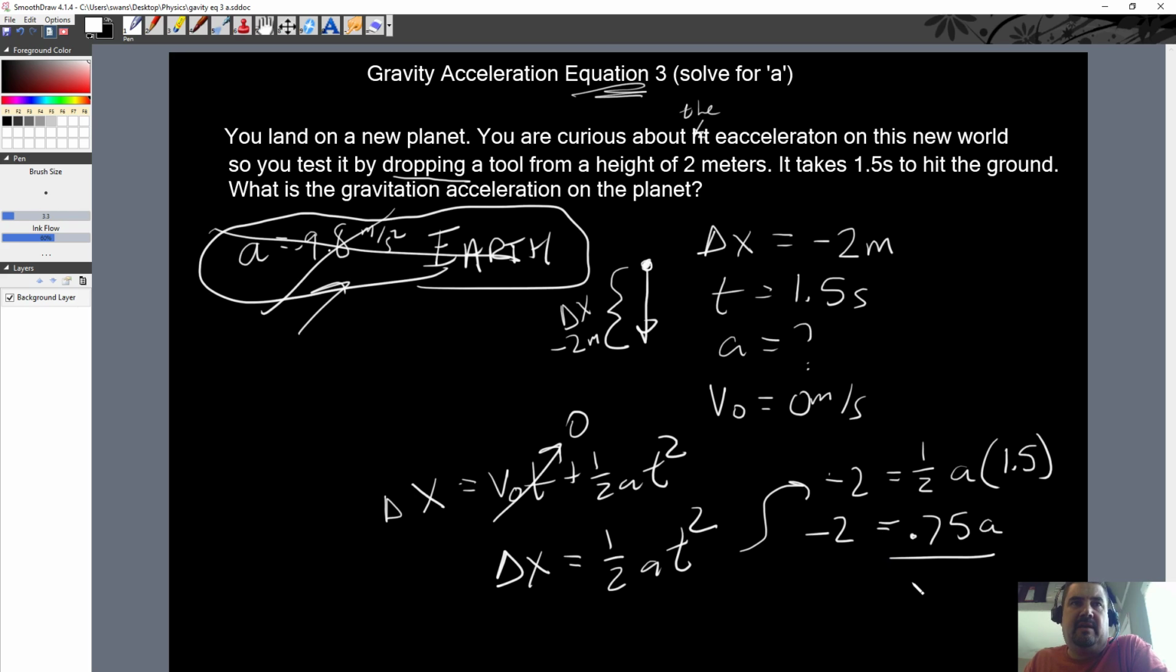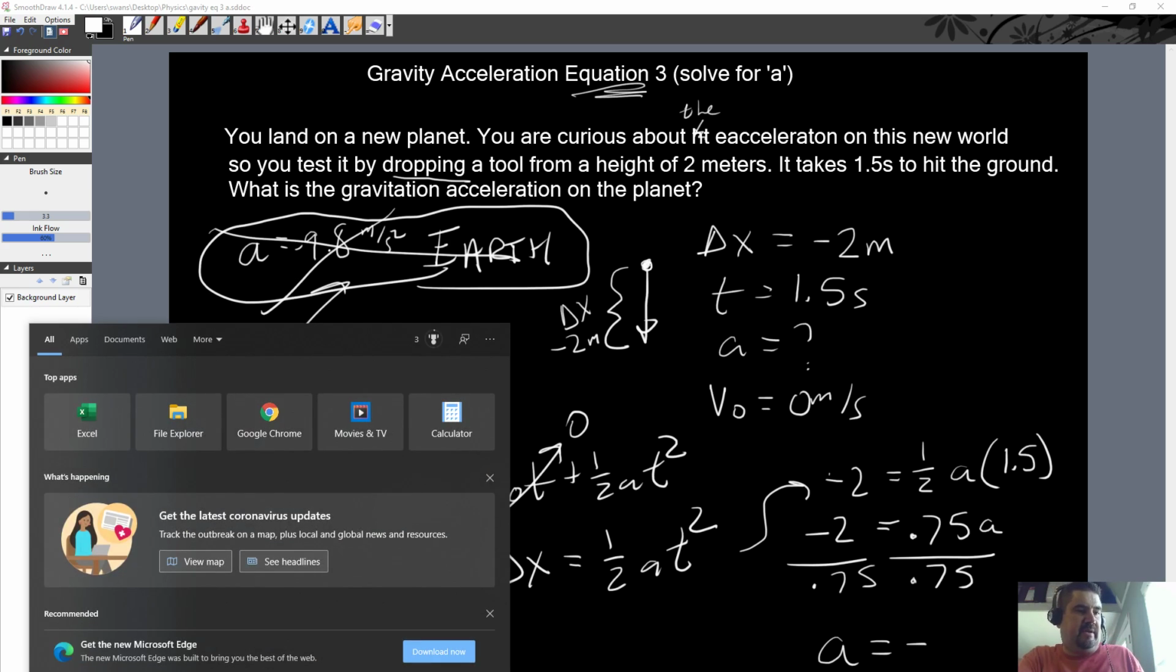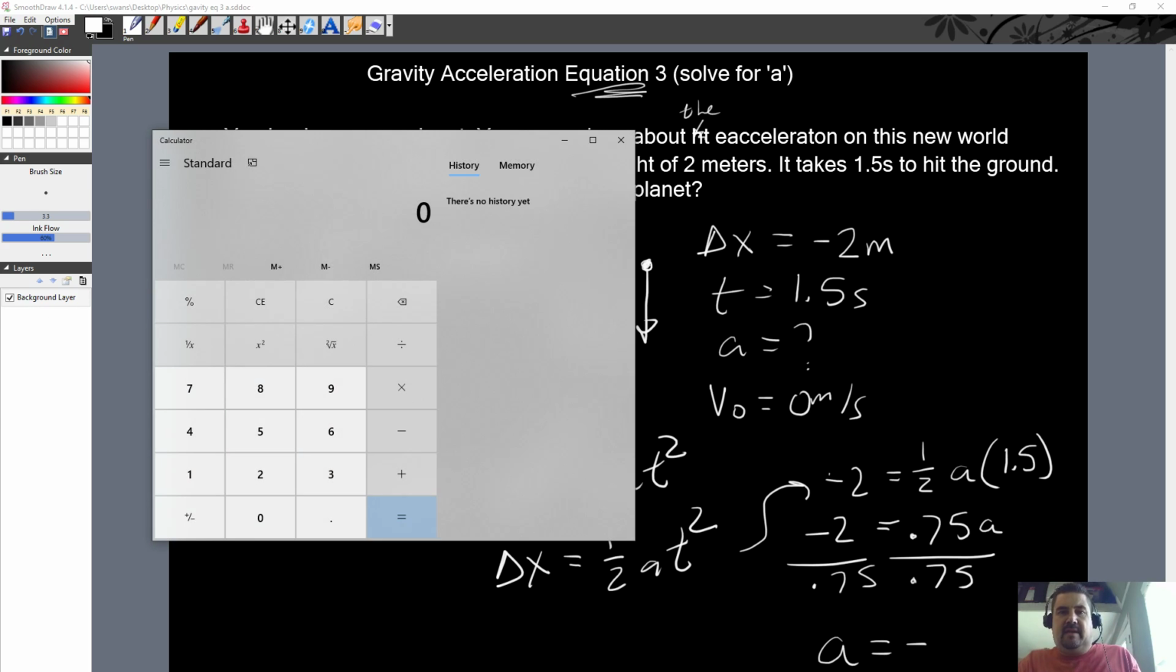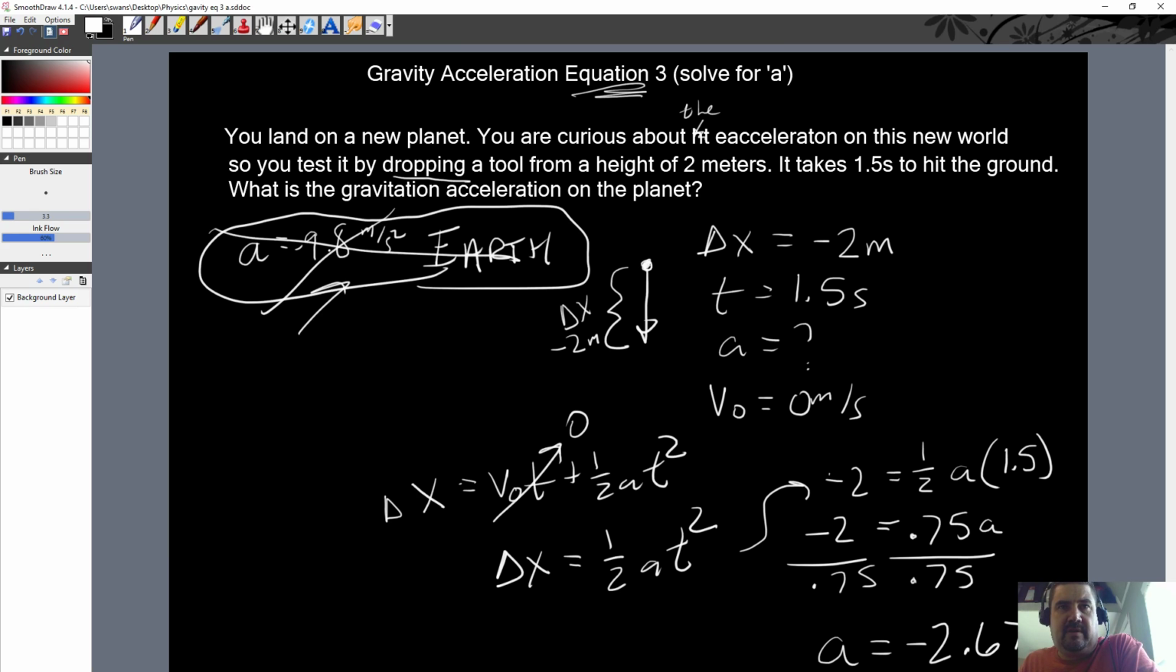Let's divide by 0.75, and a is equal to negative, because it's downward. That's kind of common sense. Let's get a calculator out real quick: 2 divided by 0.75. I get 2.67, rounding. So 2.67 meters per second squared is the acceleration on that planet, much weaker than Earth's. That's why it took 1.5 seconds just to fall from 2 meters, which is a little bit above my own height.